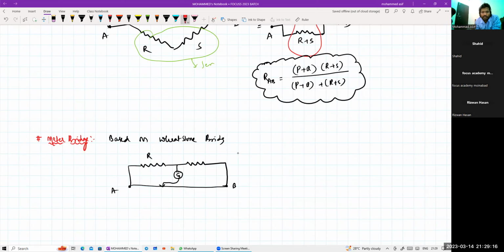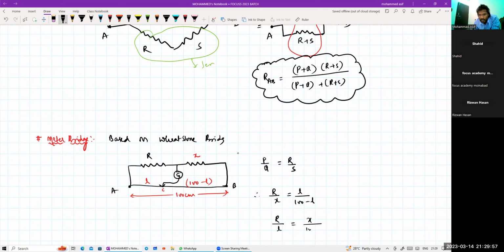This will be R, this will be X, unknown, this will be L, and this will be 100 minus L, because the total length right now for me is 100 centimeters. What is the length A to B? 1 meter, 100 centimeters. If the balancing length is L, say C, then C to B will be equal to 100 minus L. So P by Q is equal to R by S. Therefore R by X will be equal to L divided by 100 minus L. Else I can write R by L is equal to X divided by 100 minus L.